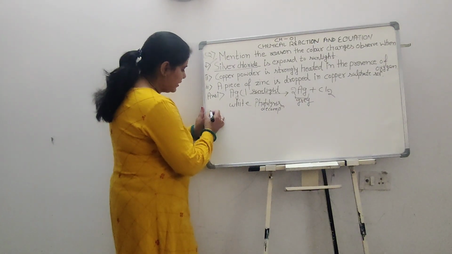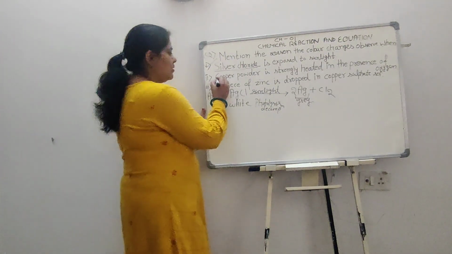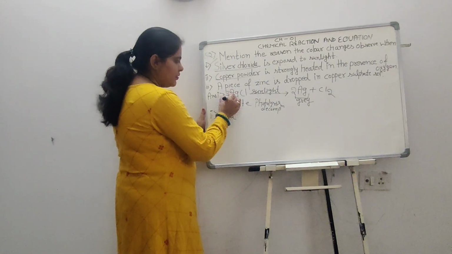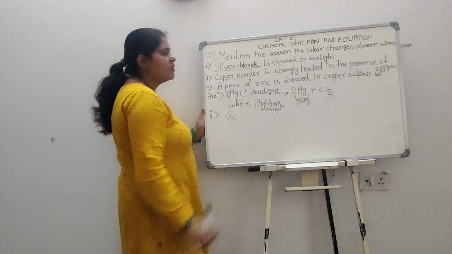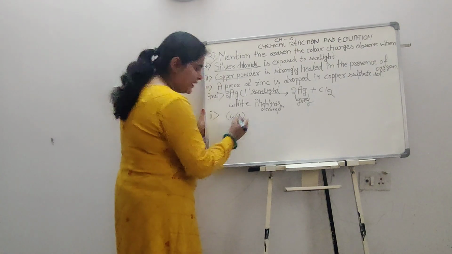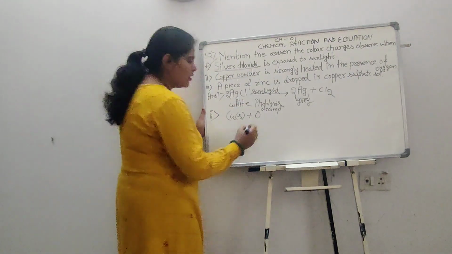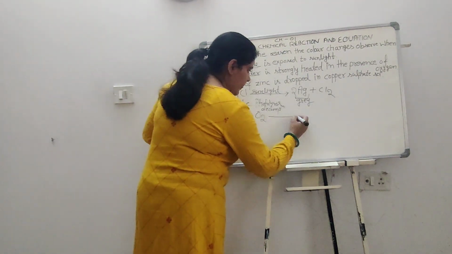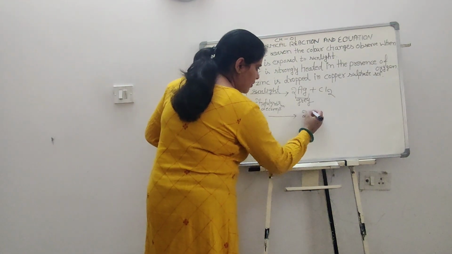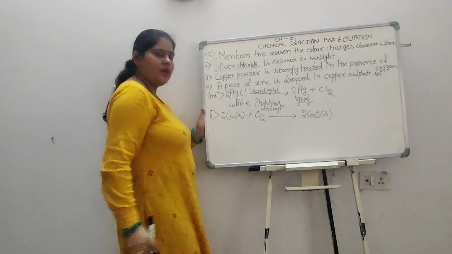The answer to the second is, copper powder is heated in the presence of oxygen. Copper powder means Cu in this form. After balancing you will write a 2 here. Now copper powder is strongly heated in the presence of oxygen, which means copper is reacting with oxygen. During this reaction you will observe the formation of copper oxide.